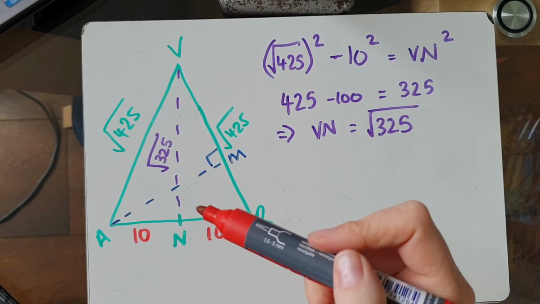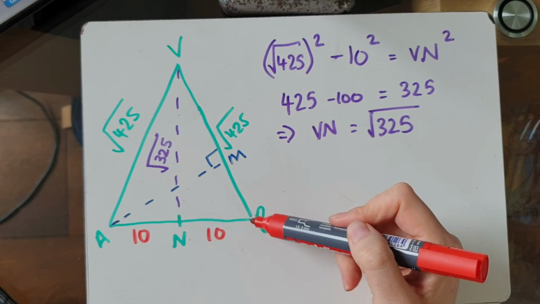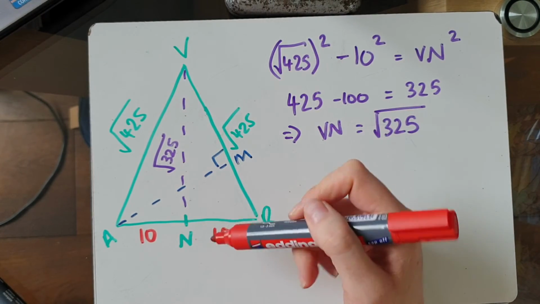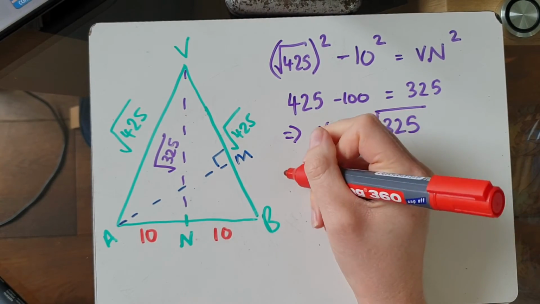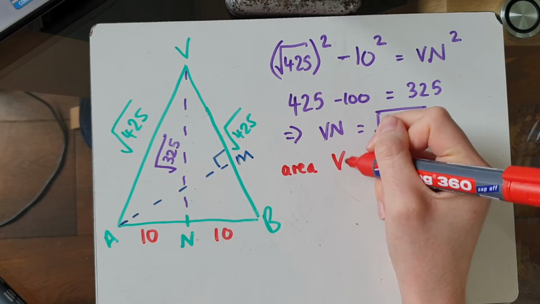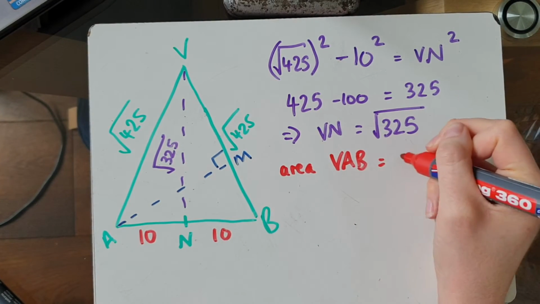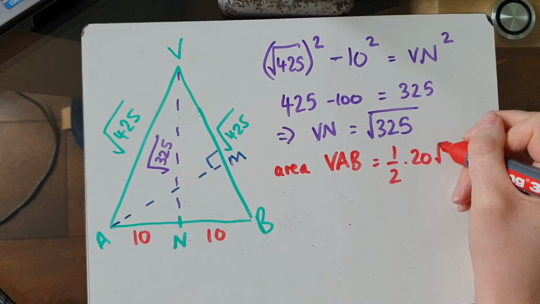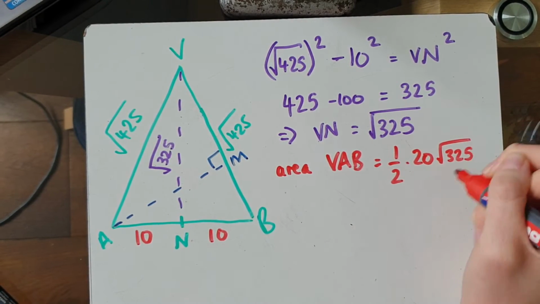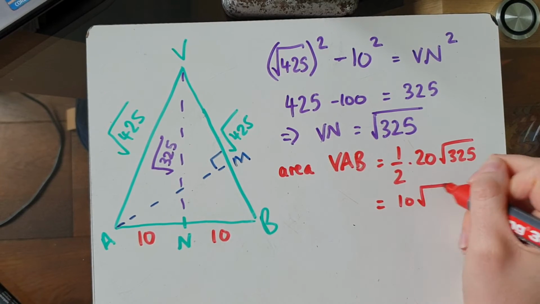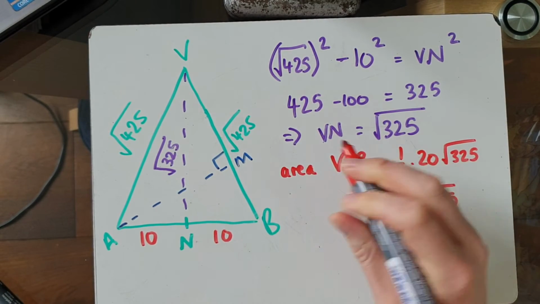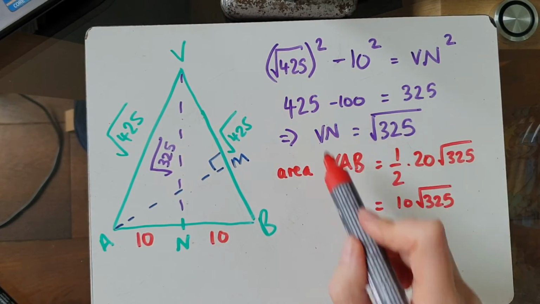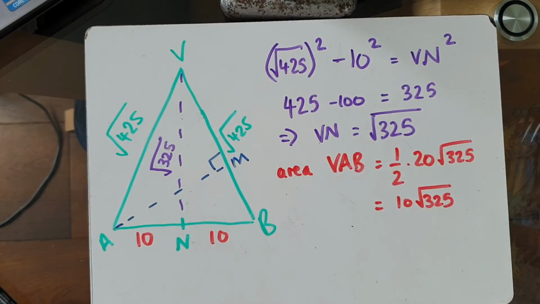Now, to find the area of triangle VAB, we can just do base times height over 2. So area of VAB equals half base times height. So it is 10 root 325. I'm going to get rid of this bit and move this bit up here because we don't need this bit anymore.